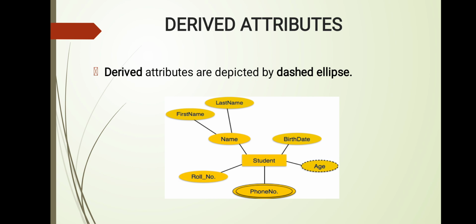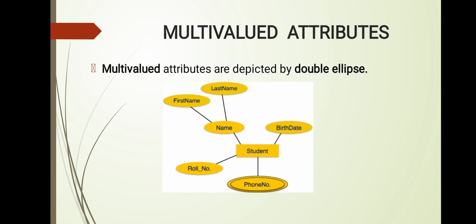Next one is derived attribute. Derived attributes are the attributes that do not exist in physical databases, but their values are derived from other attributes present in the database. For example, age can be derived from date of birth. So, it can be depicted by a dashed ellipse. So, in this derived attribute, the age can be derived from the date of birth.